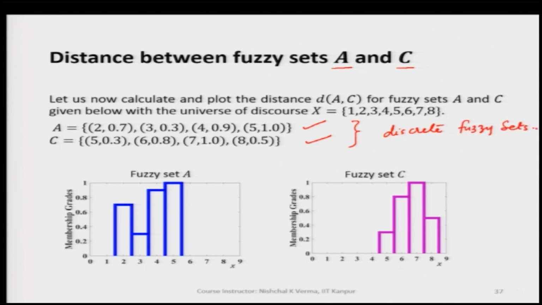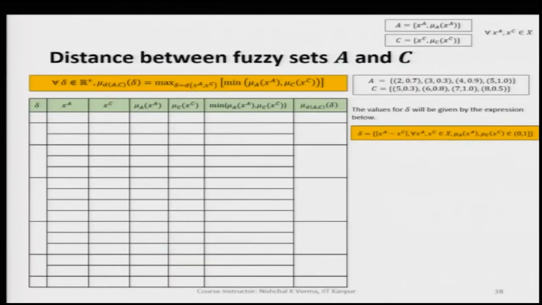So, of course, as we have seen in the previous examples, the resultant fuzzy set, the distance, is also going to be a discrete fuzzy set. Here also we see that we have the generic variable x in both the cases, and when we take these two fuzzy sets, again on the same lines as we have done in the previous example, we try to find the delta values.